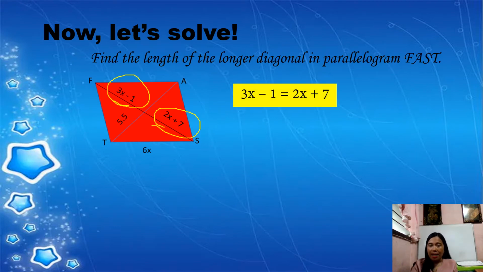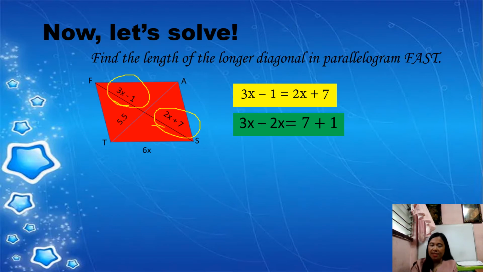Now, after that, we can transpose 2x to the left side and negative 1 to the other side. So that would mean, wait, let me erase it first. Okay, that would mean 3x minus 2x equals 7 plus 1. Now, what is 3x minus 2x? Yes, it's x. And 7 plus 1 is 8. So we have the value for x as 8.